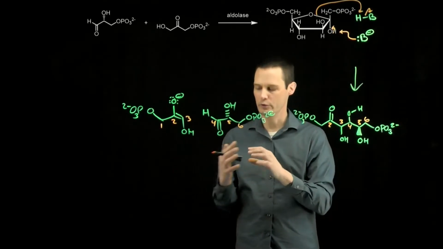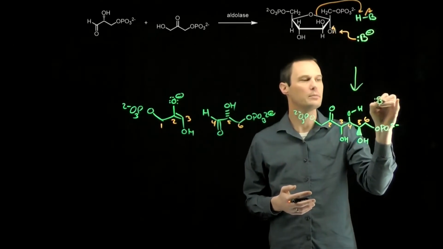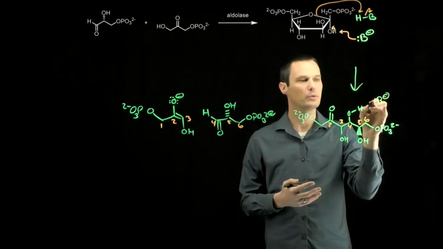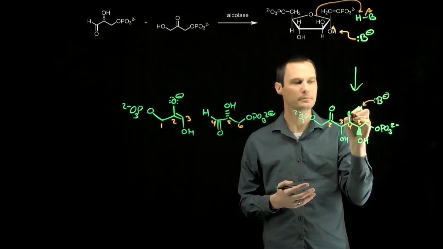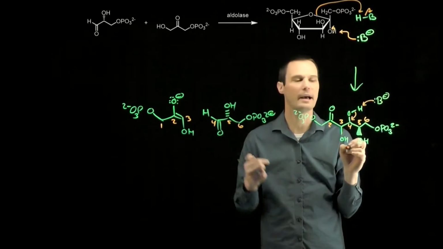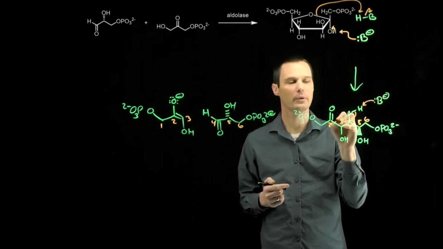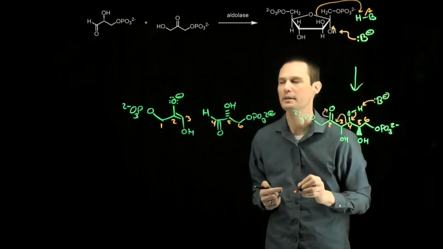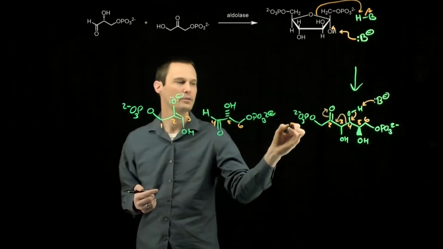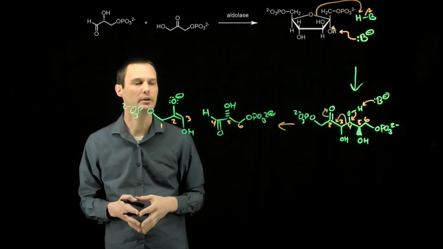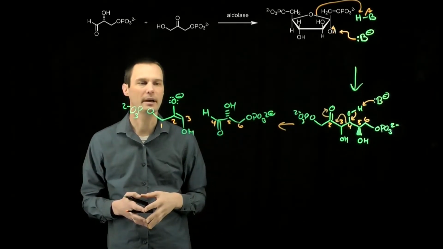In order to do the retroaldol reaction, we'll use another enzymatic base. The enzymatic base will remove this hydrogen, reform the carbonyl in the aldehyde on carbon number 4, break the 3,4 bond we formed in the aldol reaction, and reform the enolate. That gets us back to these two intermediates, the enolate and that original aldehyde.